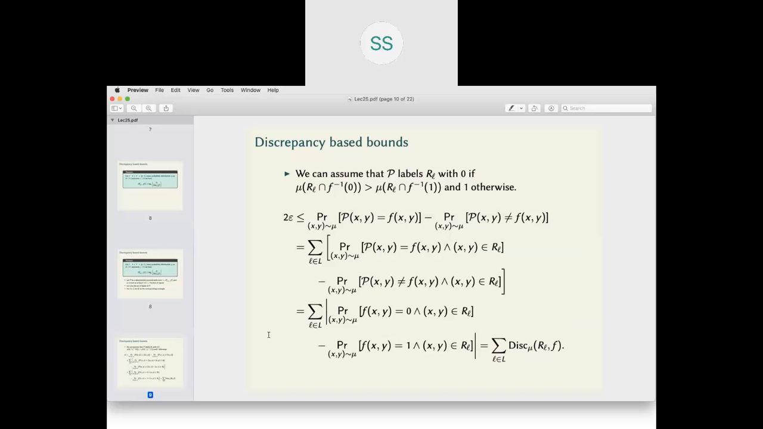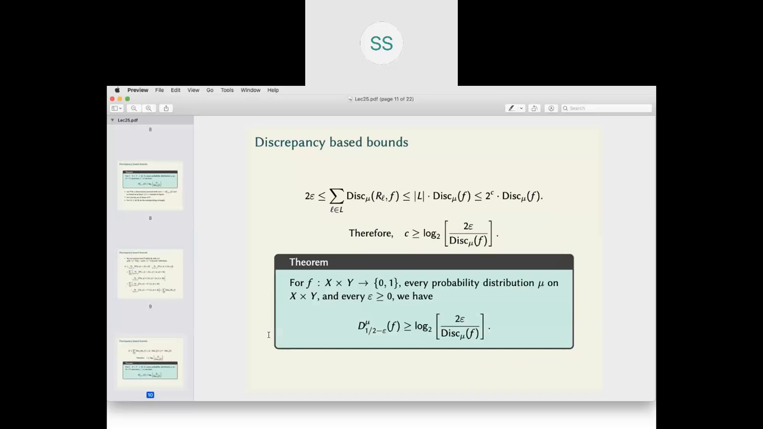It takes care of the flipping of the two cases. But what do we have here? The number of 0 entries minus number of 1 entries, or the measure of 0 entries minus measure of 1 entries, is nothing but the discrepancy of f on the rectangle RL with respect to mu. So basically, 2 epsilon is at most the summation over all the leaves of the protocol of the discrepancy of f on the leaves, right? Now let me go to the next slide.